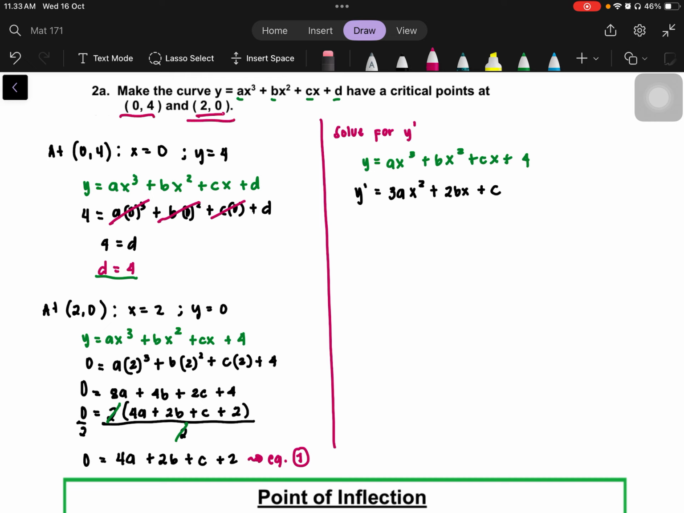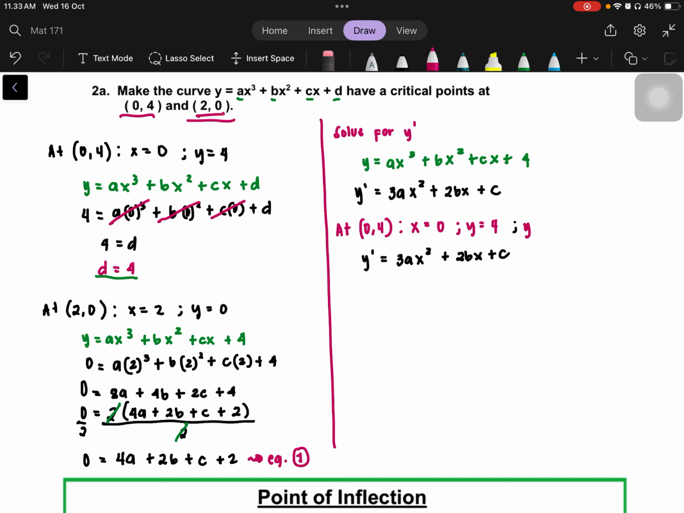Pwede ulit natin gamitin yung ating critical points. Okay? So, gamit tayo at 0, 4. Okay? So, at 0, 4, gagamit ulit natin. So, ibig sabihin, x is equal to 0. Okay? Then, y is equal to 4. So, using this, we have y prime is equal to 3ax squared plus 2bx plus c.